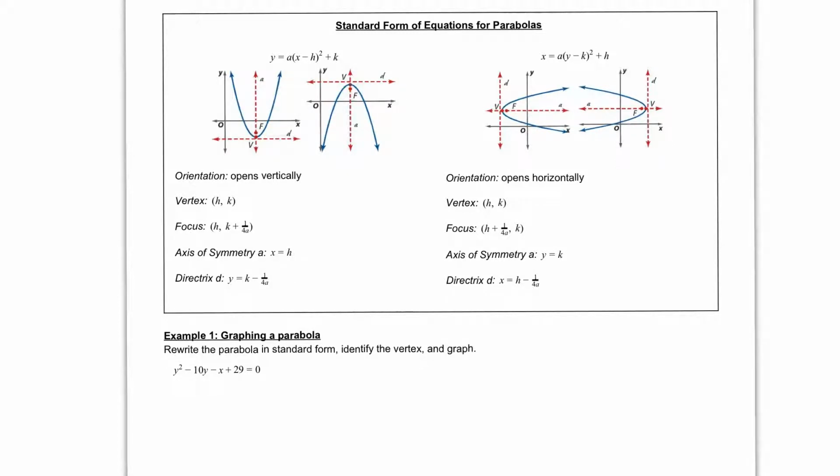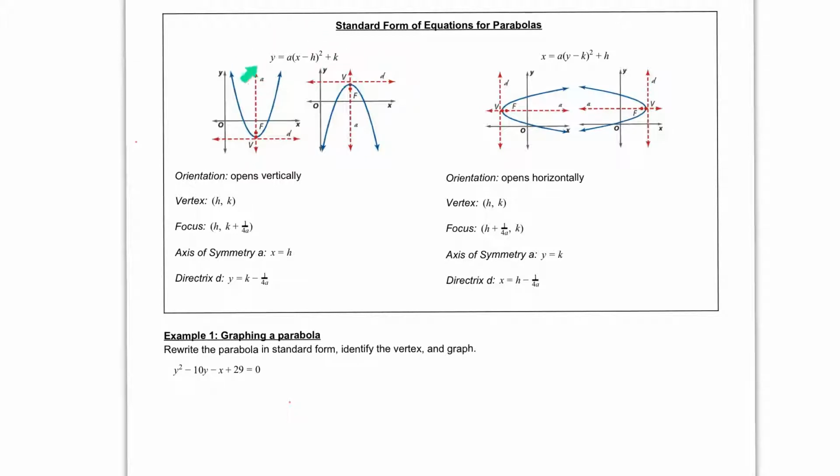In this example, in example 1, we're going to graph a parabola. We want to rewrite the parabola in standard form, identify the vertex, and graph. If I look at the equation that I have right now, I have y squared minus 10y minus x plus 29 equal to 0. I need to figure out which type of parabola that I have.